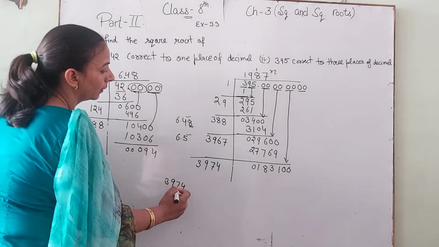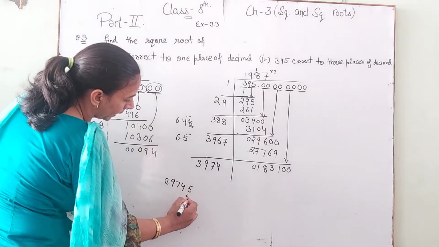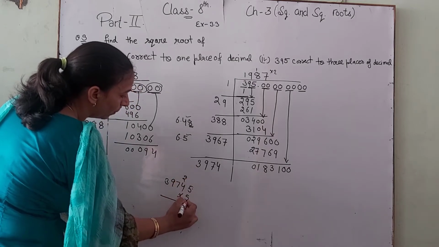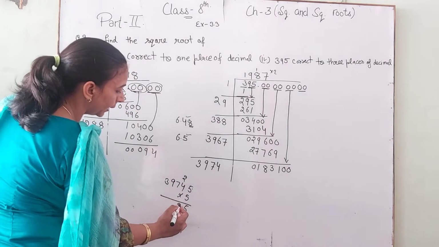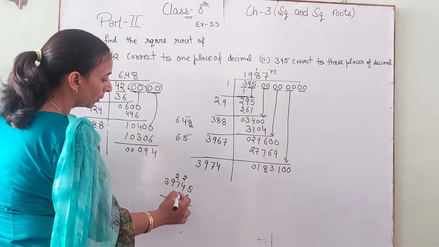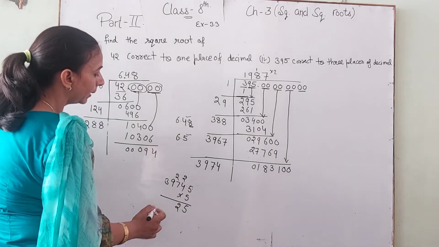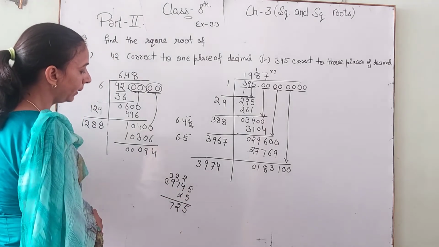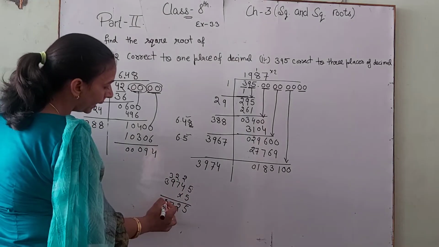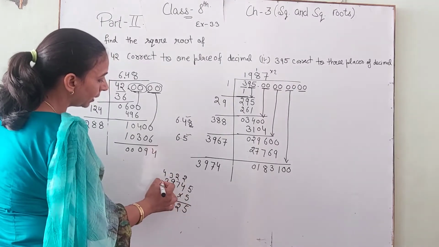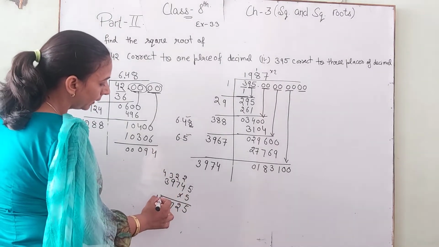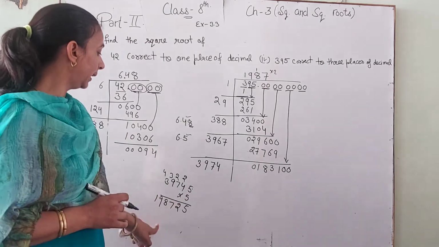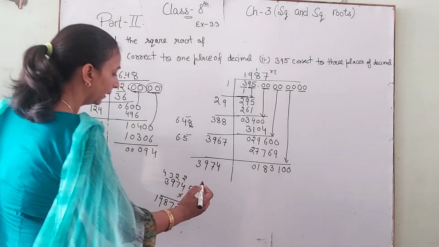3974. We take in the middle 5. 5 5s are 25, then 2. 5 4s are 20, then 22. 2 7 5s are 35, 37. 3 9 5s are 45, 48. Then 4 5 3s are 15 and 19. This is also greater than this, so we check it.